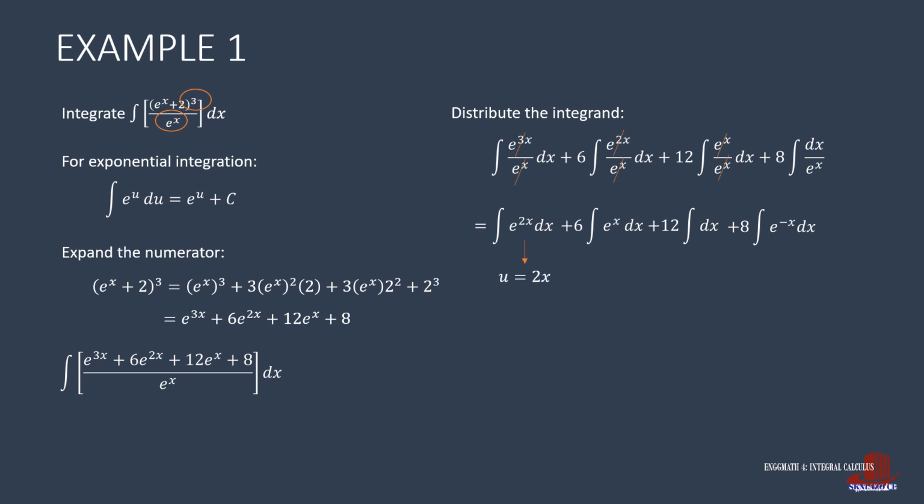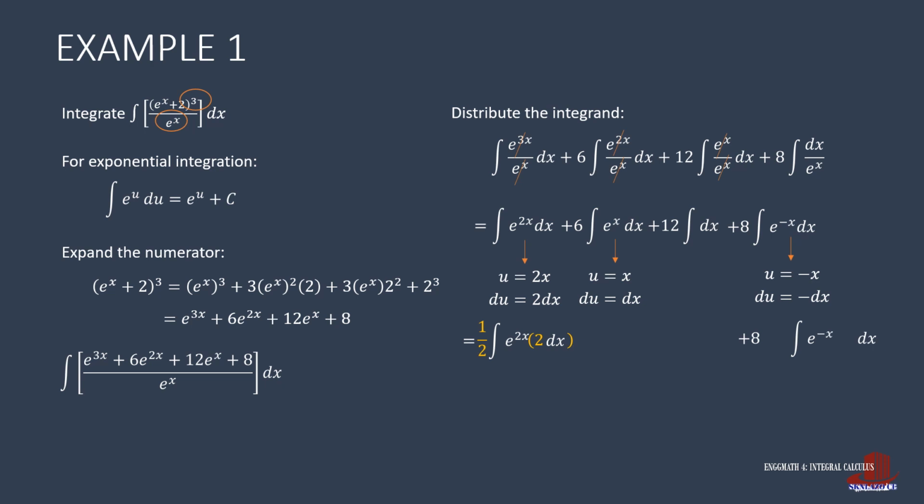So from the first term, u is 2x, and its derivative is 2 dx, which requires us to multiply dx with 2, then balance it with 1/2. The second term has u of x and du of dx, and nothing should be altered. The third term is taken as is for the moment, and the fourth term has u of negative x with its du as negative dx.